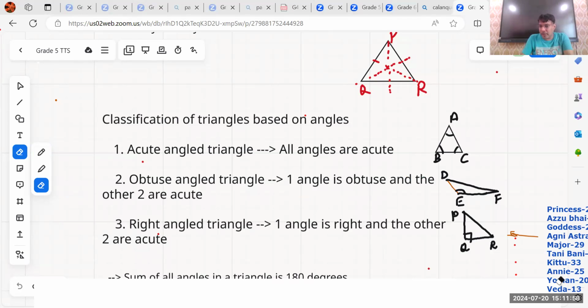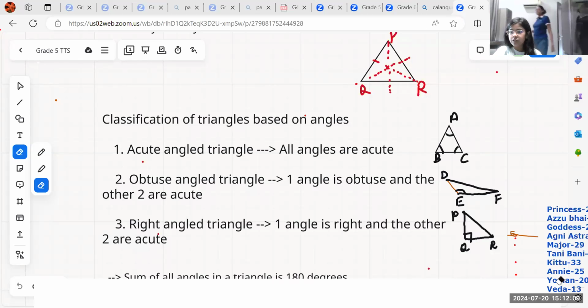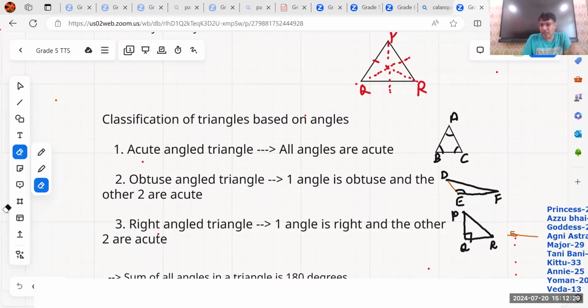So we have Tani Bani here and we have Goddess here. Yes, Goddess. Sir, because if there would be two right angles, it would form a rectangle or a square. Not the exact answer I'm looking for. Anyone else? It's not wrong, but I'm looking for an additional answer. Anyone else? No one else?